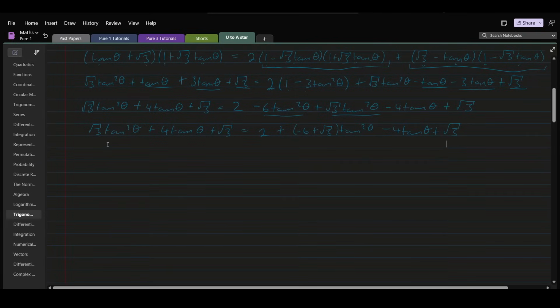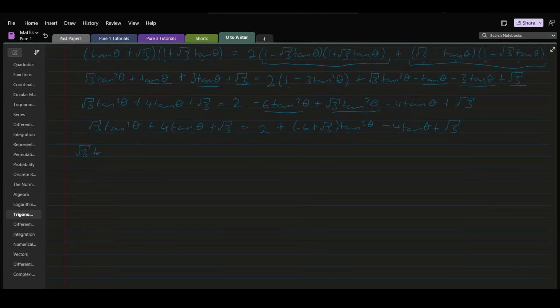Let's move all the terms to the left hand side. So we end up with root 3 tan squared theta minus negative 6 plus root 3 tan squared theta, and then we have plus 4 tan theta. Then this minus 4 tan theta becomes a positive 4 tan theta. And then we've got root 3, and then we've got minus this root 3. Minus root 3. And then we have minus 2. And this is equal to 0. So for the tan squared theta, we've got root 3 minus 6 plus root 3. So that's root 3. If we get into the bracket, that would be plus 6 minus root 3. We've multiplied through by this negative sign, and this is tan squared theta.